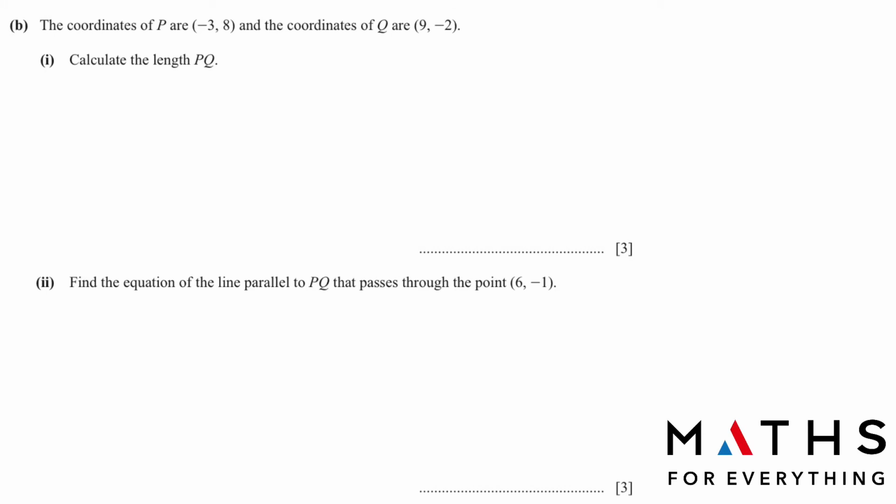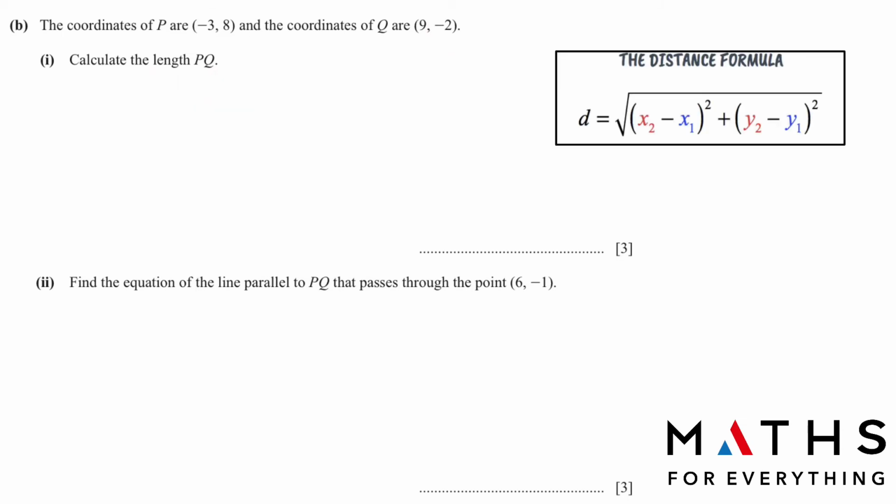Now in this question, the coordinates of P and Q are given to us. We have to find the length PQ. We use the distance formula, which is x2 minus x1 bracket square plus y2 minus y1 square, and the answer we square root it. Write down your points, negative 3 and 8, and 9 and negative 2. These are your x values. So let's write PQ is equal to square root negative 3 minus 9 square.